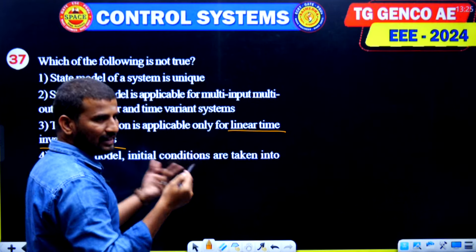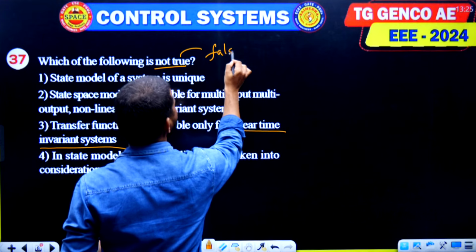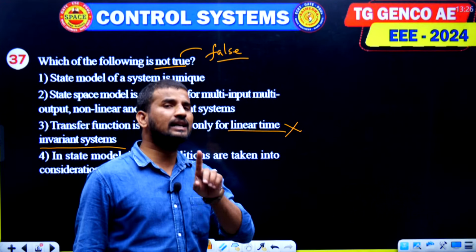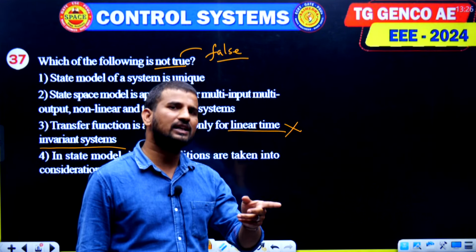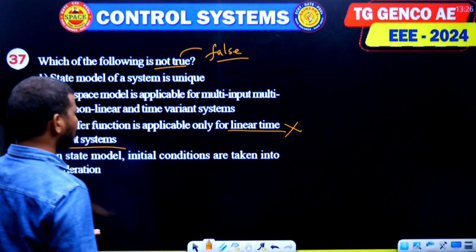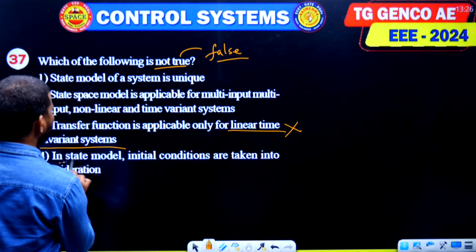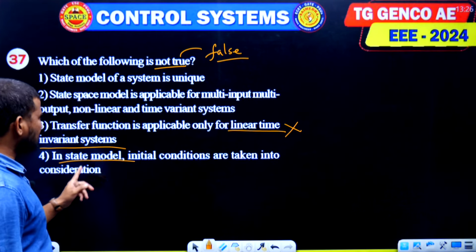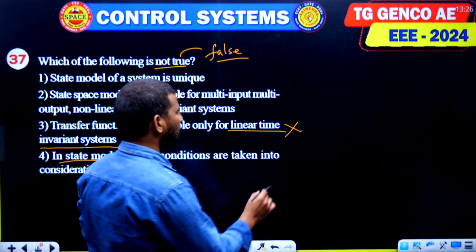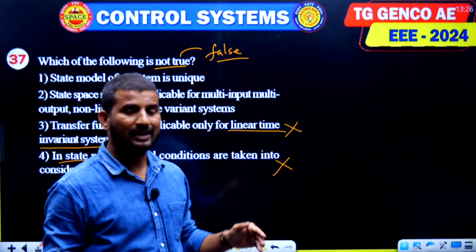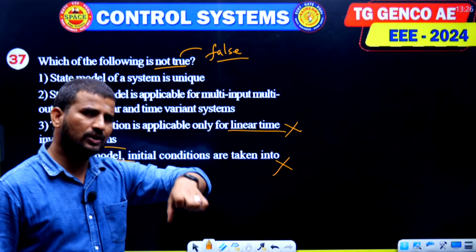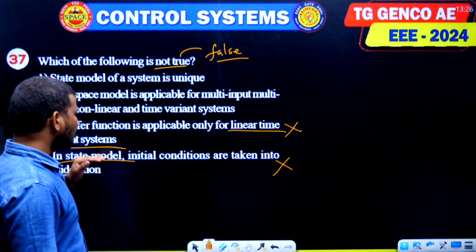They say not true, that is, false. Is it false? No. So first of all we can cancel this option. But while calculating the transfer function, initial conditions are assumed to be 0. While finding the transfer function by the classical method, initial conditions are assumed to be 0. The method that considers the initial conditions is what we call the state space model. Now the fourth option: in state space model initial conditions are taken into consideration, an absolutely true statement. They say false, so according to our question we can cancel this, because it is a right statement. Here we take initial conditions as 0, but in a state space model you are going to consider the initial conditions.